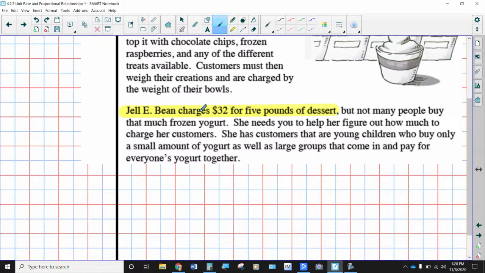But now they're starting to open up and sell them to individuals who may only want like a half a pound or a quarter of a pound, only a few ounces. So we need to figure out a unit rate that's a little bit more customer friendly for people just walking in and getting a small bowl. So she needs to help you figure out how much to charge her customers. She has customers that are young children who can only buy a small amount of yogurt, as well as large groups that come in and pay for everyone all together.